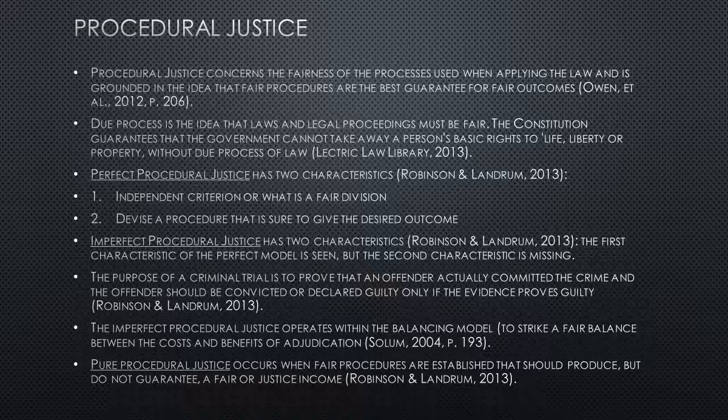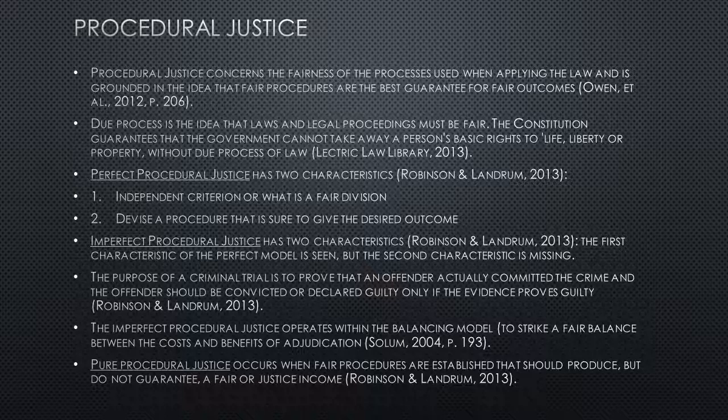Perfect procedural justice has two characteristics: one, an independent standard of what is a fair division; two, devise a procedure that is sure to give the desired outcome. Imperfect procedural justice has two characteristics. The first, the independent standard, is seen as in the perfect model, but the second characteristic is missing.